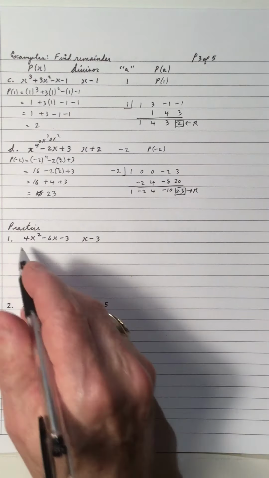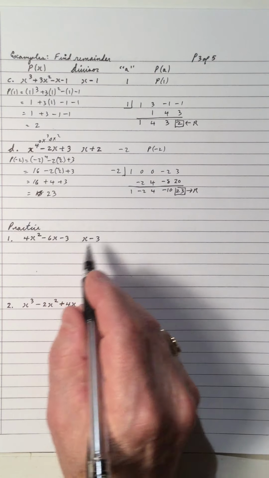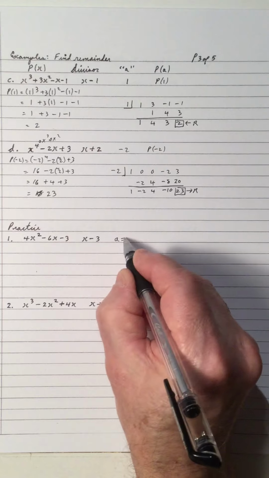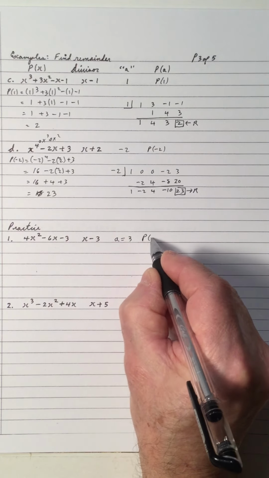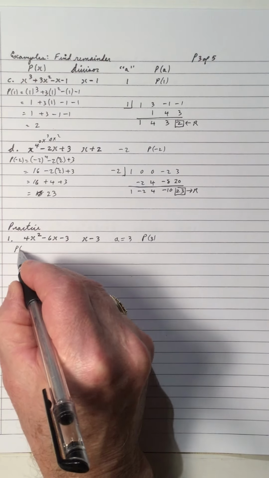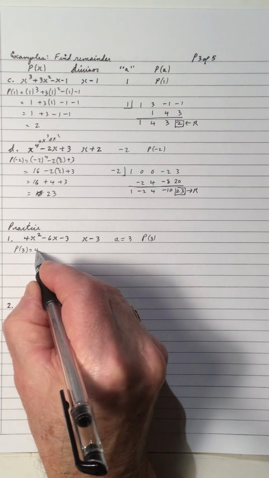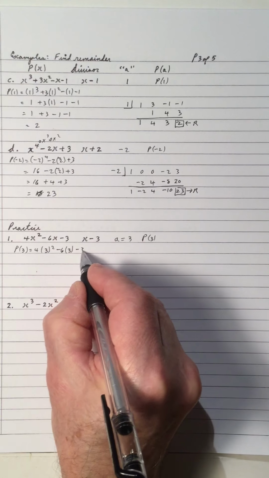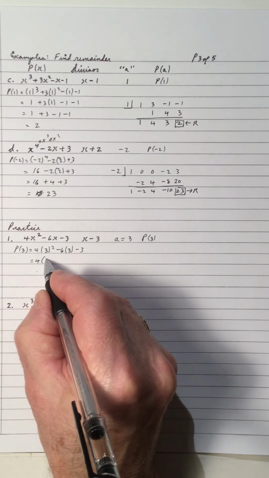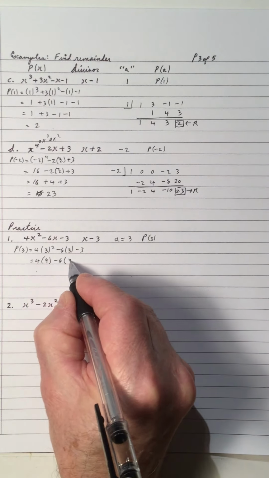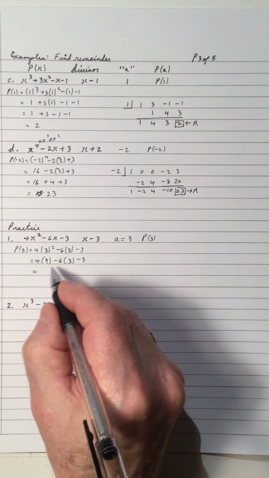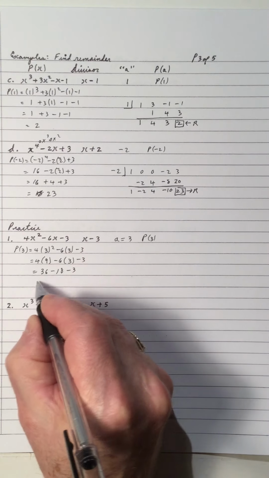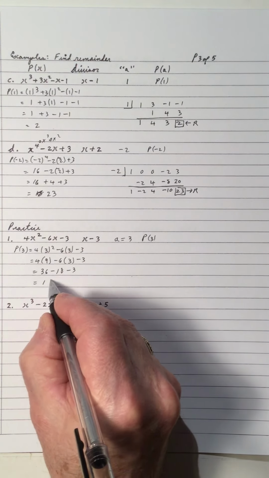Okay, pause the video and work this one out. So A is 3, opposite. So we're doing the P of 3. So the P of 3 is 4 times 3 squared, minus 6 times 3, minus 3. Power first, 9. Now we do the multiplication left to right, 36. 18 minus 3. 18 minus 3 is 15.